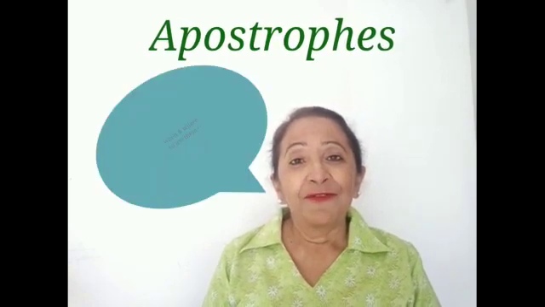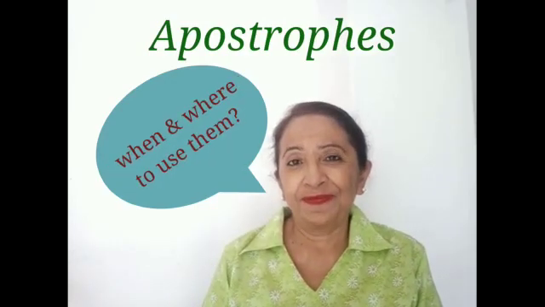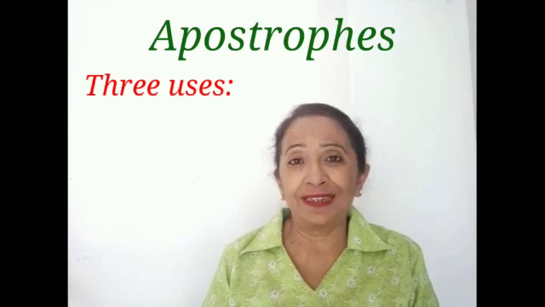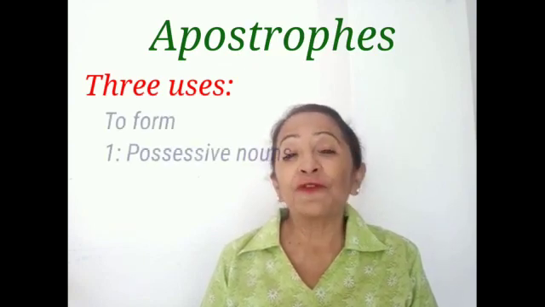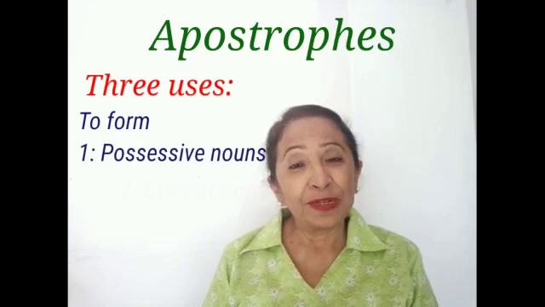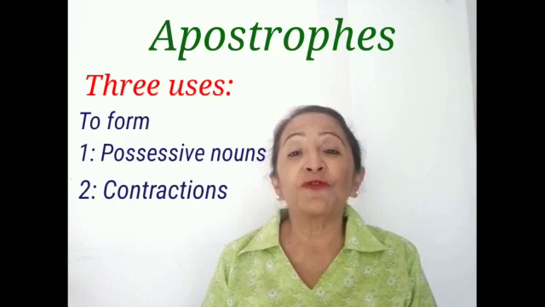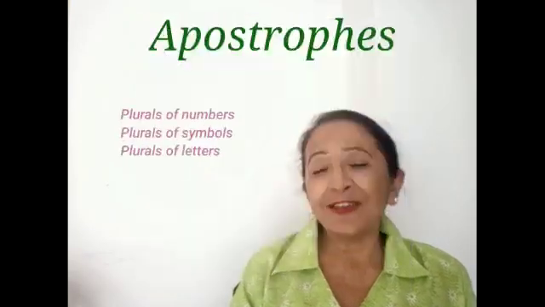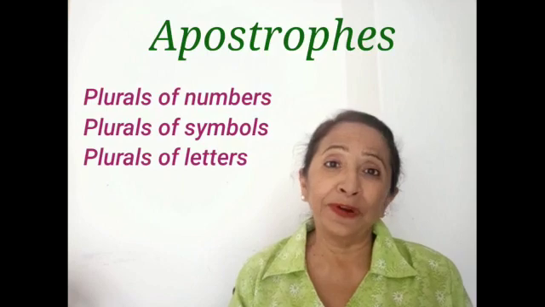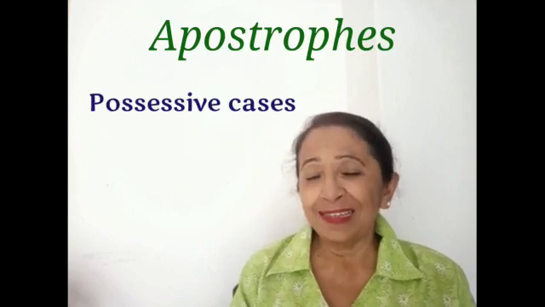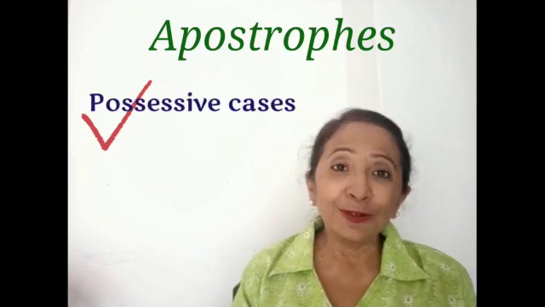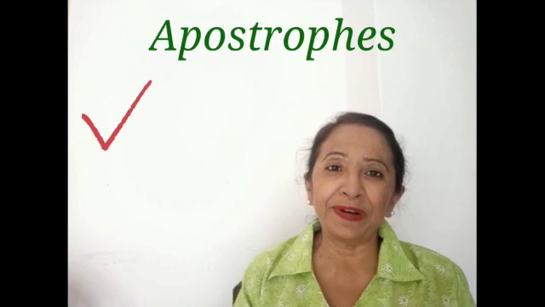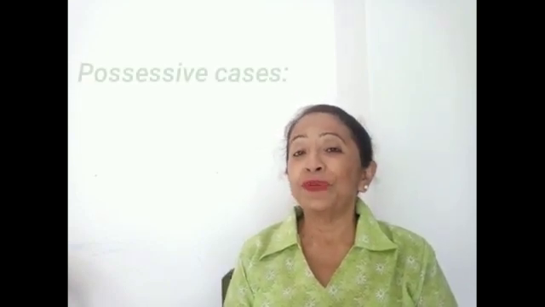Apostrophes. Where do we use them and when do we use them? Apostrophes have three uses. Number one, to form possessive nouns. Number two, to form contractions. And number three, to form plurals: plurals of numbers, plurals of symbols, and plurals of letters. Today we are going to discuss only the possessive cases. The other two uses I'll discuss in separate videos. So let's get started. Today the use of the apostrophe that we are going to discuss is to show possession.